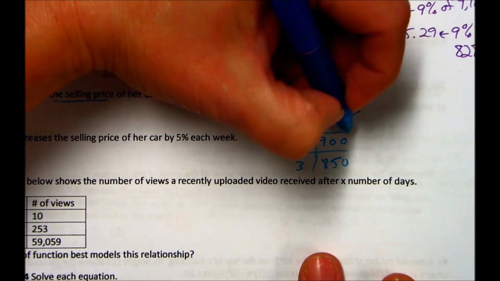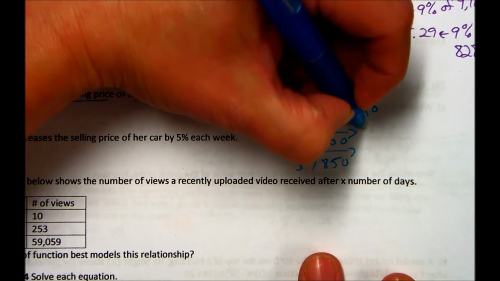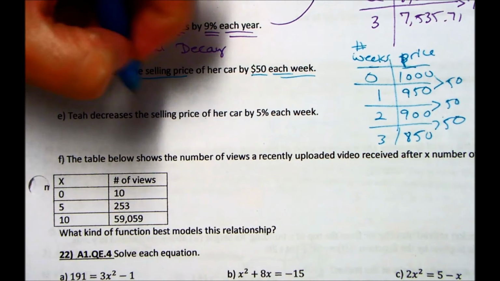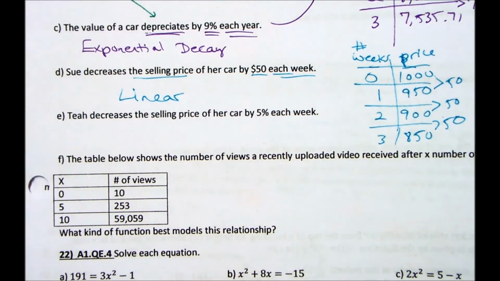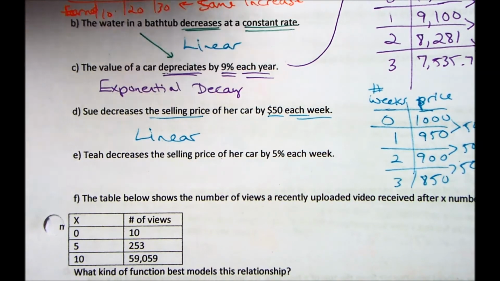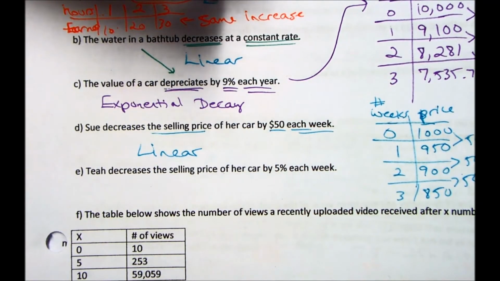So you can see that there's a constant decrease of $50. Since there's a constant rate of change, that would be a linear equation. So going back to this one, this is also linear, and this one is linear.